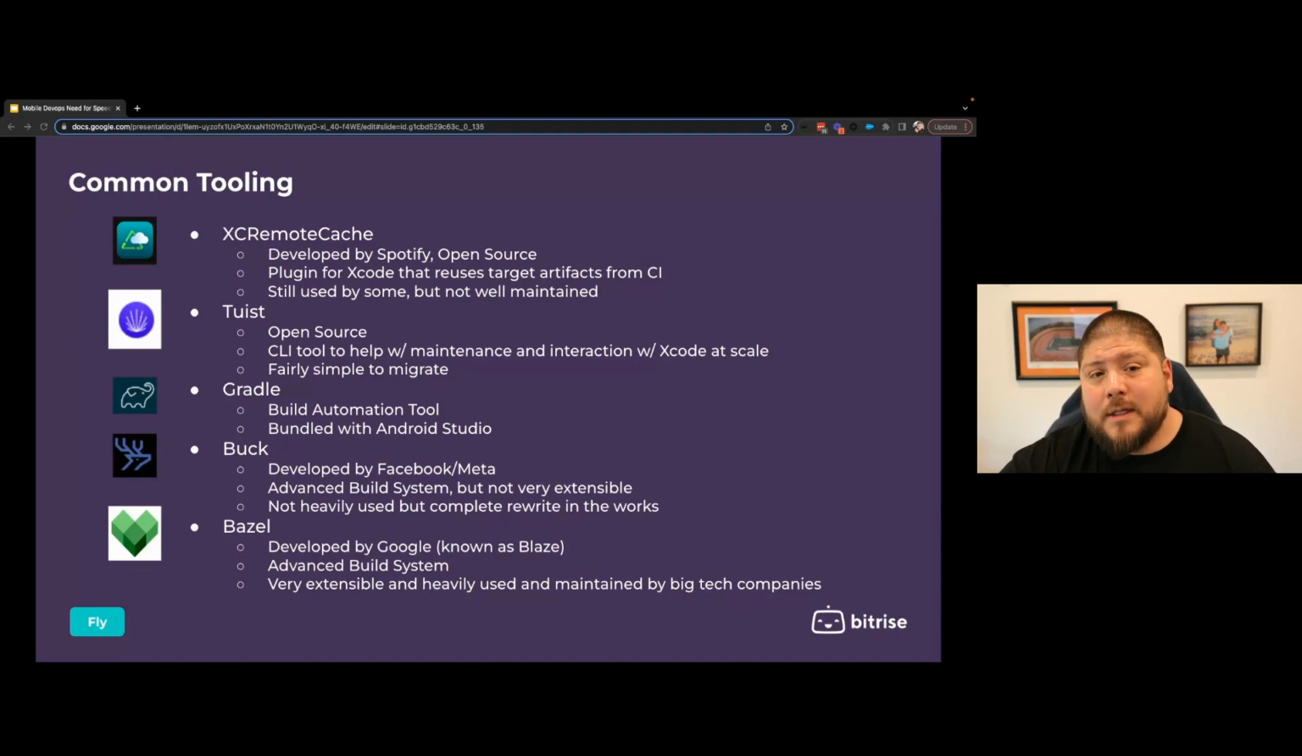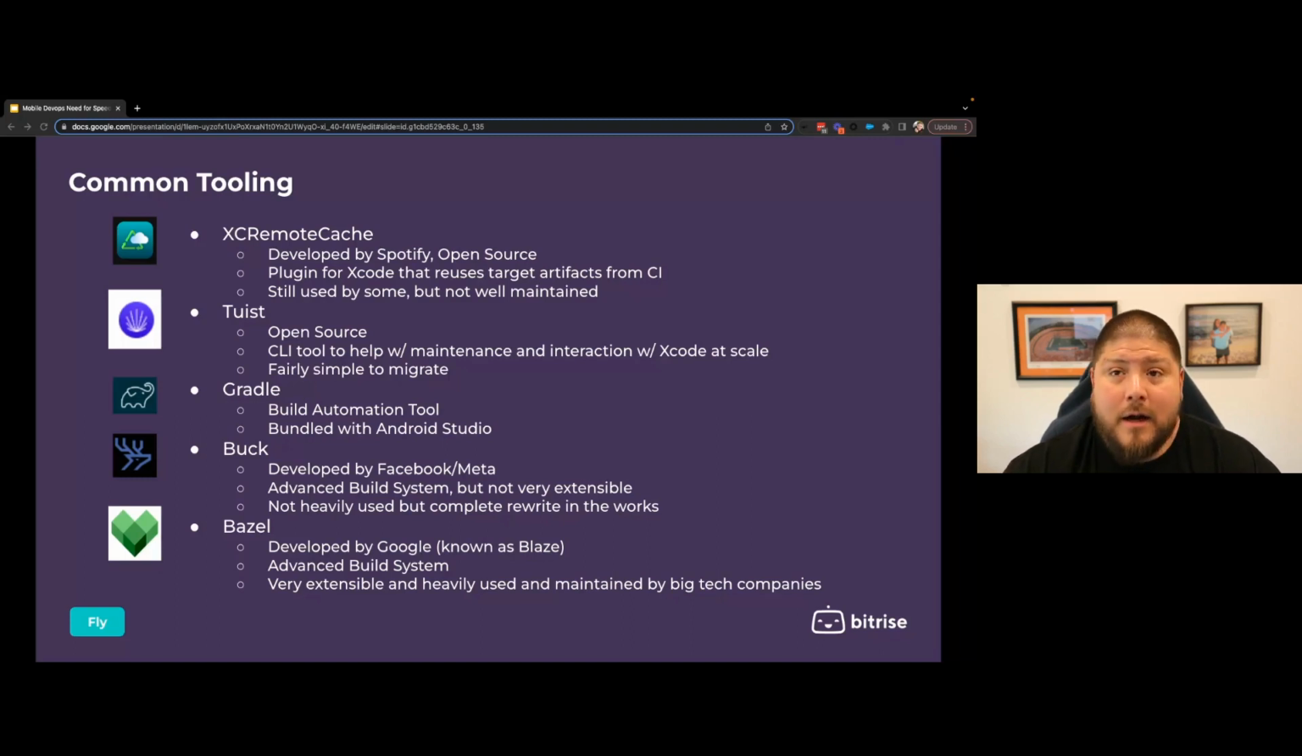There are a few common tools in the industry that I would start to look at, and we'll go through some of these in detail, right? XC Remote Cache is probably the simplest to adopt, and it was developed by Spotify. It's open source. It's a plugin for Xcode that reuses some target artifacts from CI. It's still used by some. It definitely helps you get some wins, but Spotify isn't using it anymore. They switched to Bazel, which is at the bottom. And so the maintenance of it is fully open source. I would say it's not super well maintained. So it's not something I would just pull out of the box. You might need some expertise to help keep it running in your environment.